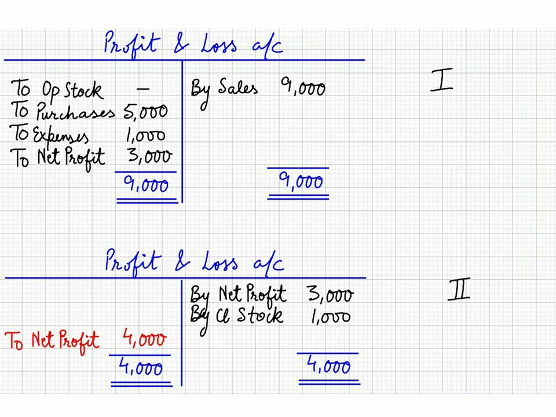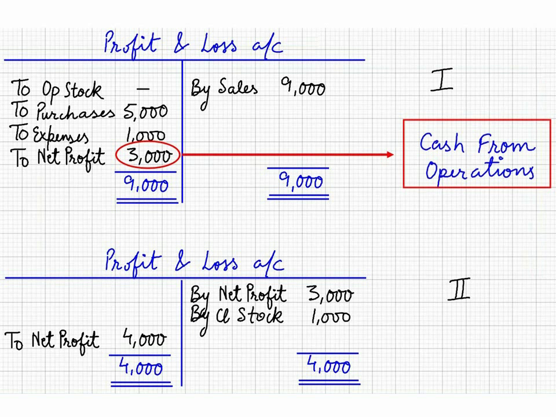So the net profit calculated in part 1, that is rupees 3,000, is purely based upon cash transactions, as well as without any effect of change in current asset, and that current asset is stock. This net profit of rupees 3,000 is cash from operation, not 4,000.